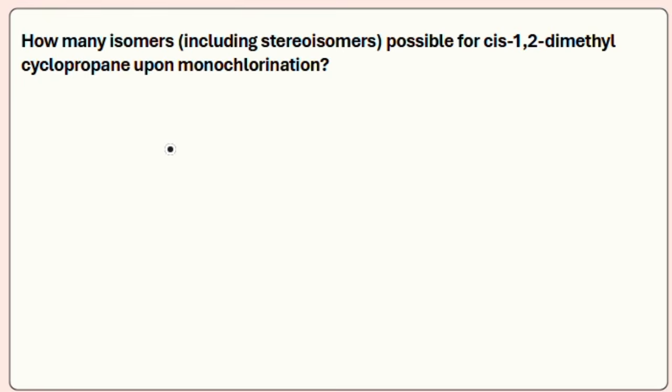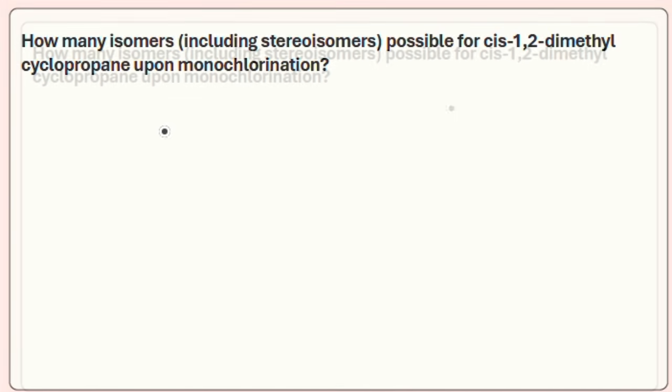In this video, I'm going to solve the most frequently asked concept question, that is monochlorination of cis-1,2-dimethylcyclopropane. This question is either directly or indirectly asked in the exam, and if you learn for one particular molecule like cyclopropane, the principle will apply for cyclobutane, cyclopentane, cyclohexane.